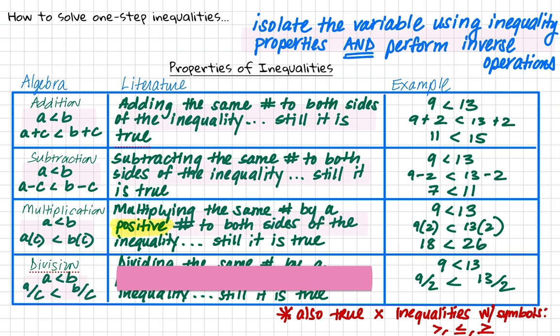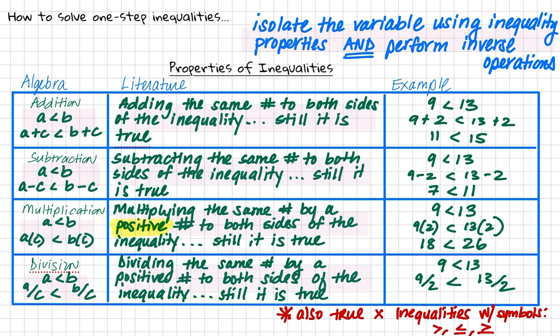And lastly, the division property is that dividing both sides of the inequality by the same positive number, it is still true. Again, we're going to highlight that it needs to be positive.